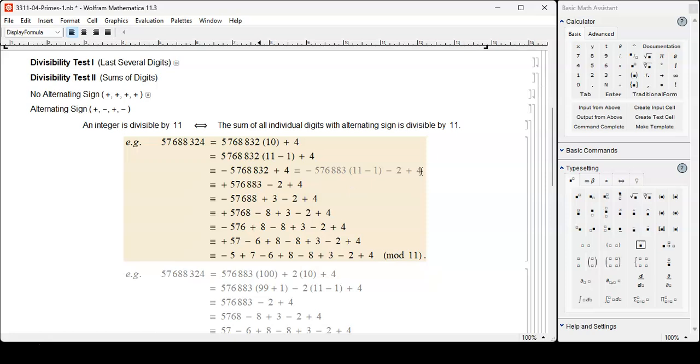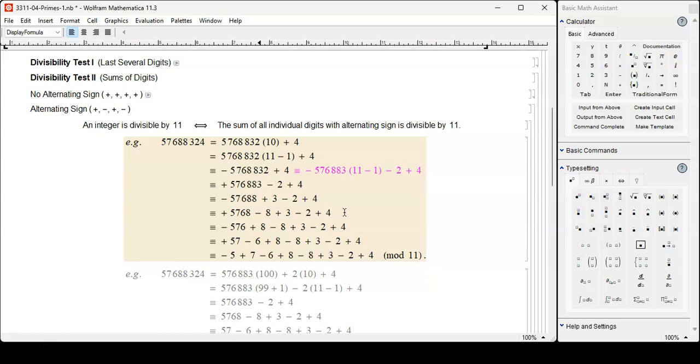Let's do it again. Here, 4 was there before, and then this negative, take the last digit out, and then 11 minus 1. And then 11 is congruent to 0, and we have minus 1, and here's minus, so we end up with sign change, positive. The result, 2 minus 4. Do it again, 2 minus 4 plus 3. Do it again, 2 minus 4 plus 3 minus 8, and so on and so forth.